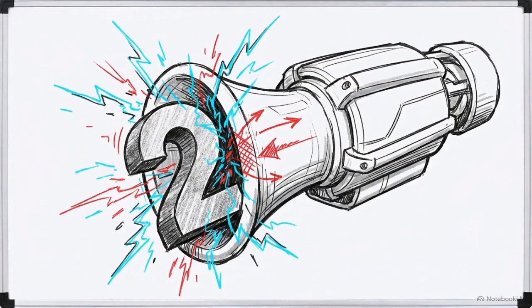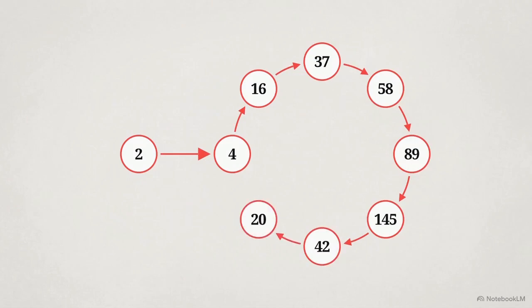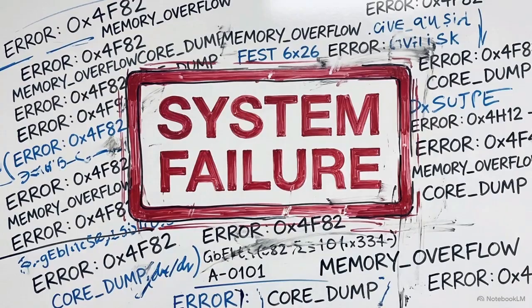But we need to look at what happens if we plug the number 2 into our engine. The number 2 transforms into 4, then 16, 37, 58, 89, 145, 42, 20, and then right back to 4. It falls into an inescapable repeating 8-number sequence. If we don't code a specific exit condition into our algorithm, this loop will run infinitely and crash the program.